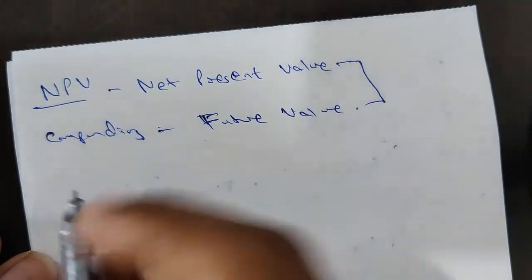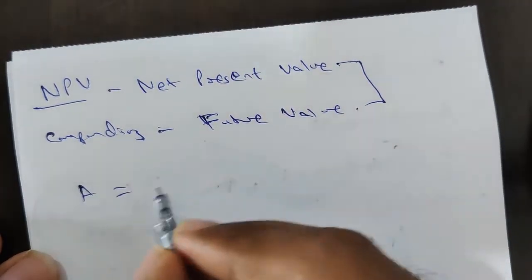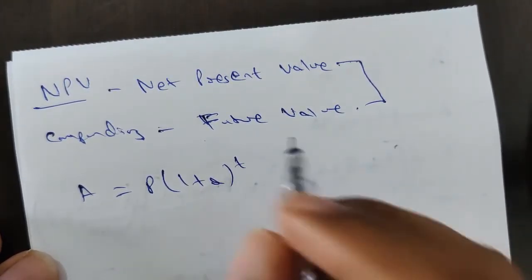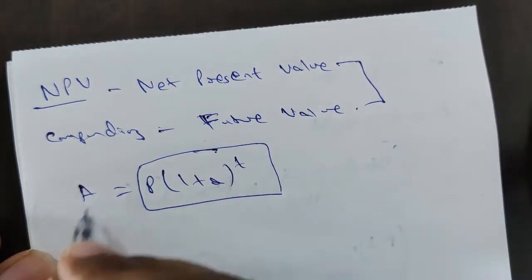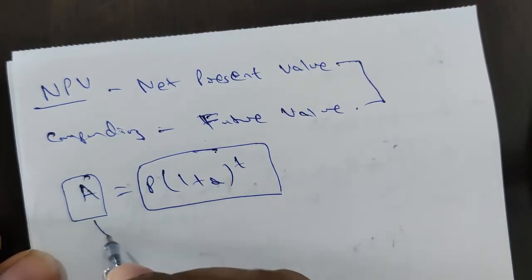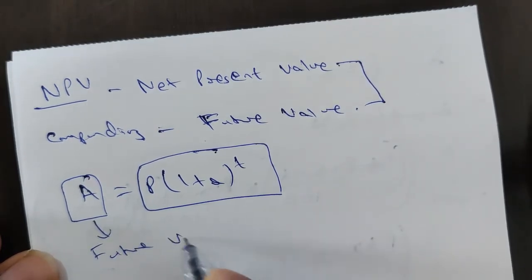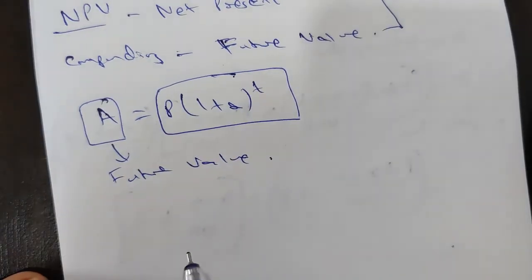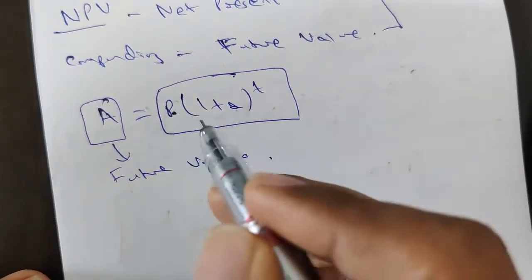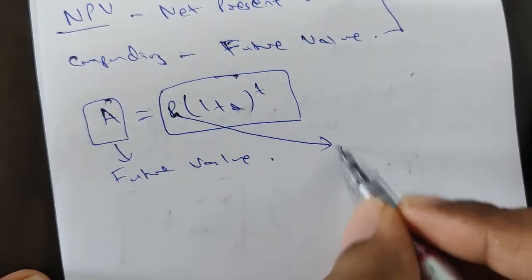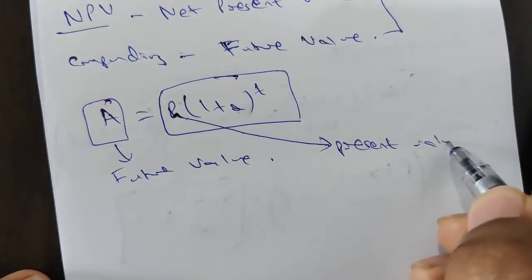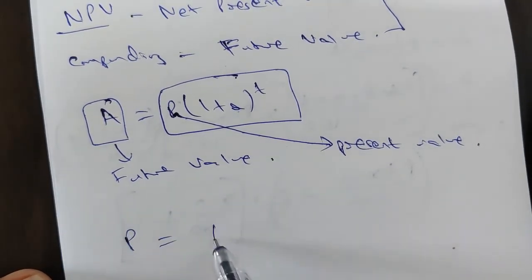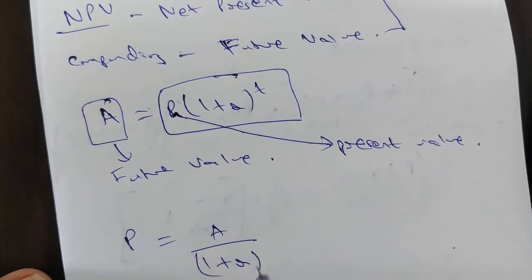Okay, let's see. What was the compound interest formula? A equals P(1 plus r) to the power t. So what is this A? This is nothing but your future value. And what is P? P is your present value. Now how will you calculate this P? Simple. You have A divided by (1 plus r) to the power t.